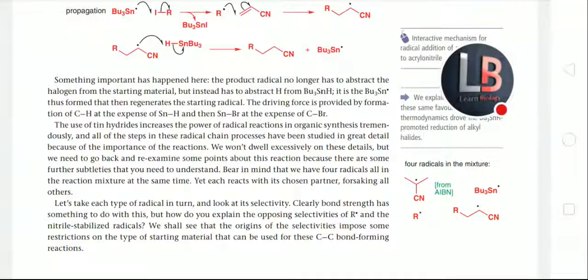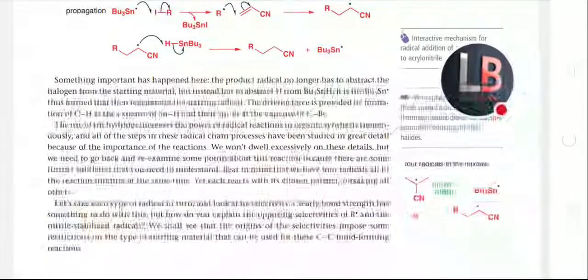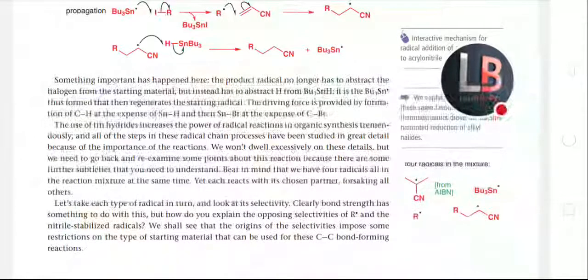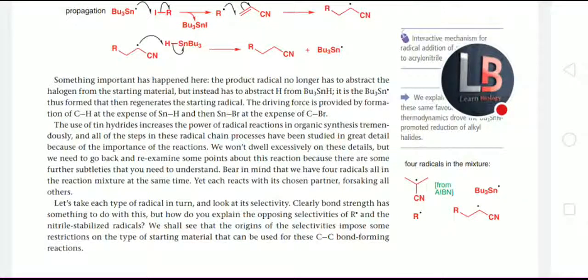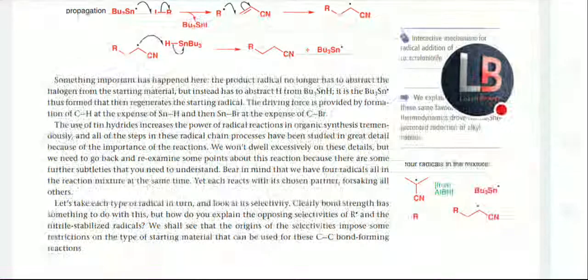the steps in this radical chain process have been studied in great detail because of the importance of the reaction. We will not dwell excessively on these details, but we need to go back and re-examine some points about this reaction because there are some further subtleties that you need to understand. Bear in mind that we have four radicals all in the reaction mixture at the same time, yet each reacts with its chosen partner, forsaking all others.